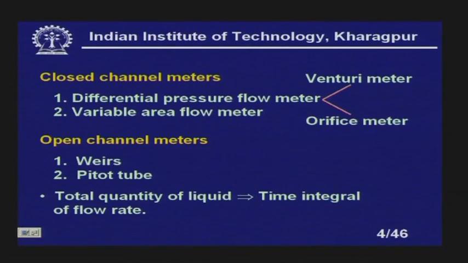Now, total quantity of liquid is obviously what? That is the time integral of flow rate. If I measure the time and multiply by the flow rate, if the flow rate is uniform or average, then if you multiply by time, I will get the total quantity of liquid flowing through a particular cross section.